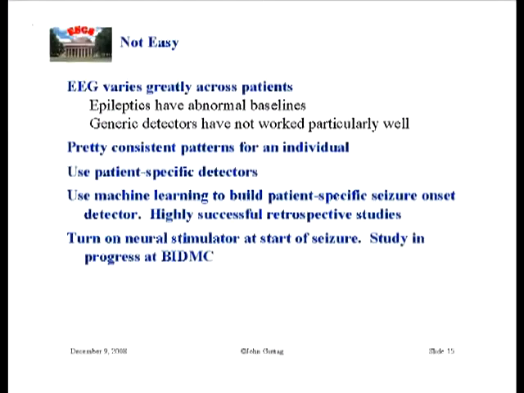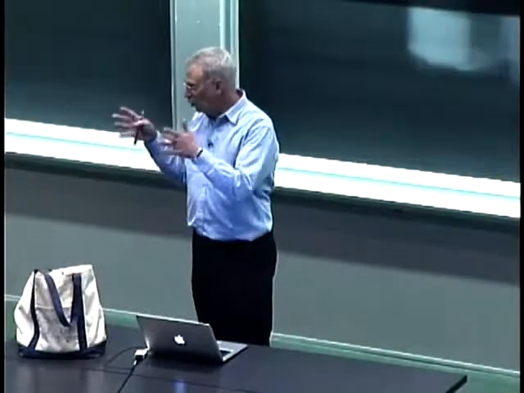The good news is that even though each epileptic's brain signals look different, once you've learned what an individual signal looks like, it's pretty consistent. Both the interictal, between seizures, and the start of the seizure.